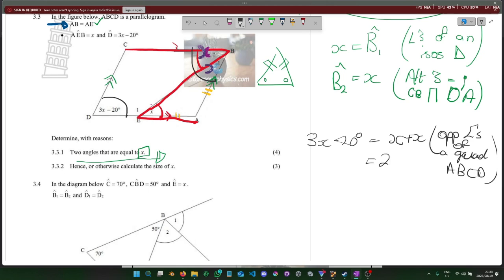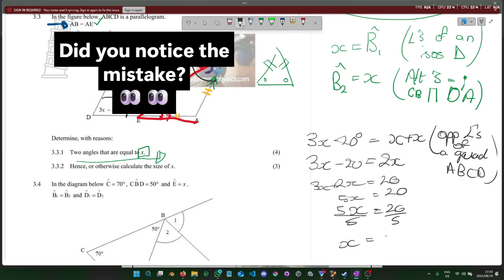This is going to be 2x. This is going to be 3x minus 20. Bring this one to that side. 3x plus 2x is equal to 20. 5x is equal to 20. x is equal to, or 5x divided by 5 equals 20 divided by 5. Therefore, x is equal to 4.